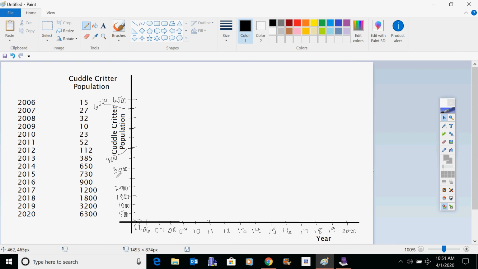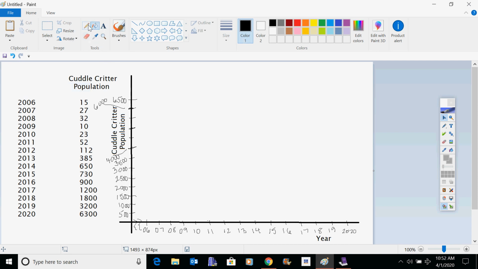And you know that since you're going by nice, even increments, you're going to see things spread out properly. So if I chose to go by 500 along here, each one of those little dashes is 500. These numbers, you can't just put in 15 and 27 and 32 because it's not going to really show what you need to show. So we need to make sure we're going by nice, even increments on that.